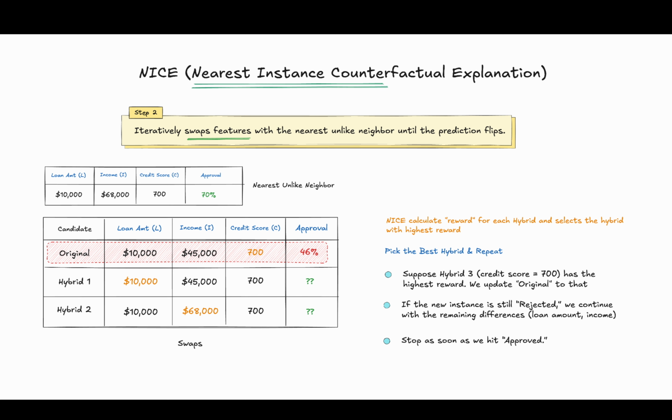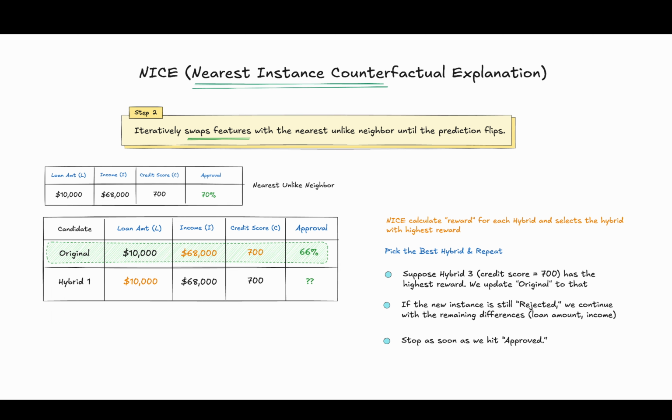So if this updated instance still predicts rejected, NICE will repeat this process of swapping different features in subsequent iterations. And the stop condition is that it continues until the instance flips its prediction to approved. And once this is achieved, NICE stops. So if you notice, it always guarantees 100% coverage, because in the worst case scenario, after going through all the iterations, the original instance will become equal to the nearest unlike neighbor and just return that.